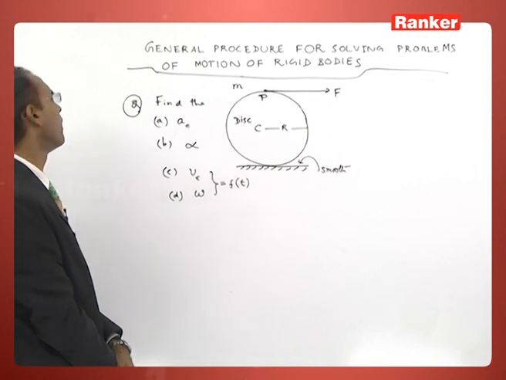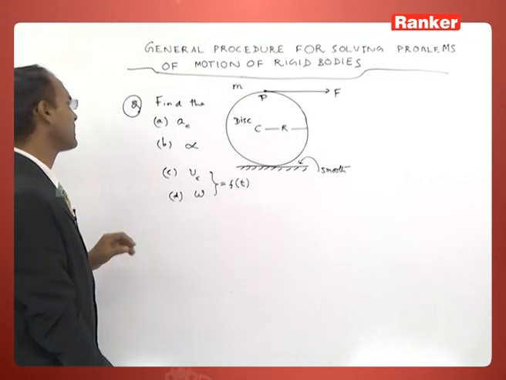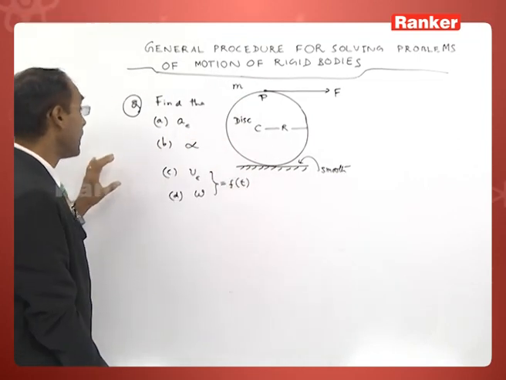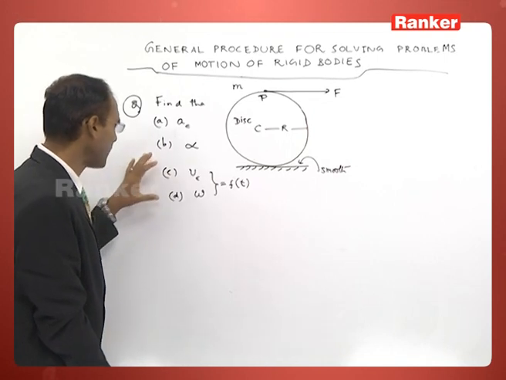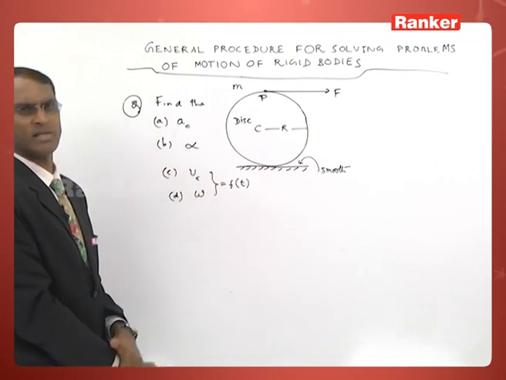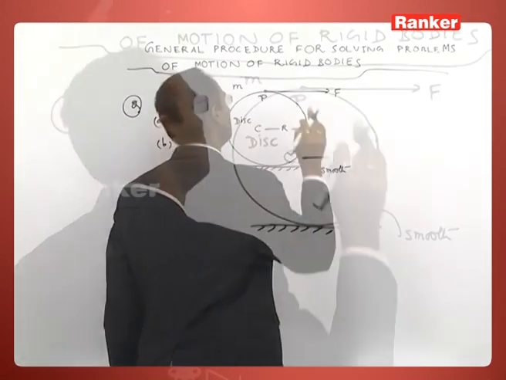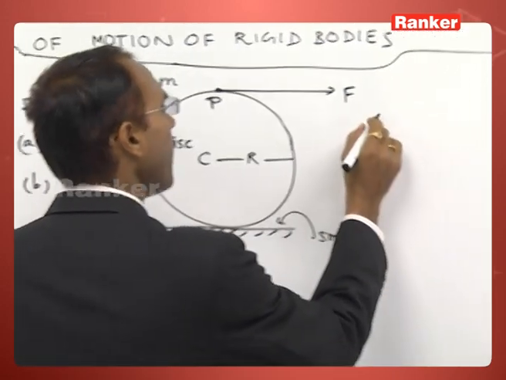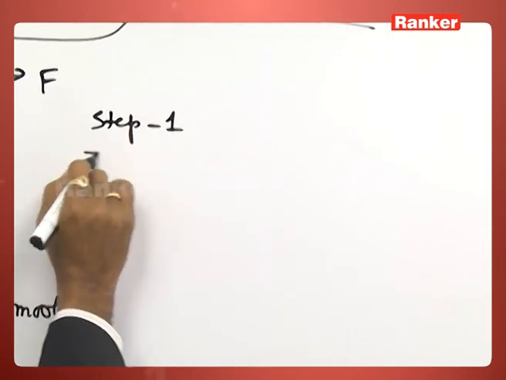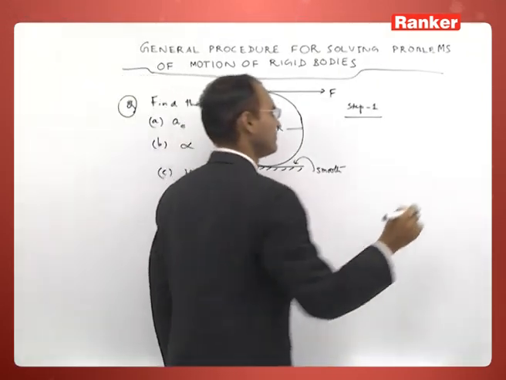For this, we need to write the dynamical equation for translation, the dynamical equation for rotation, and the kinematical equations for translation and the kinematical equation for rotation. Let us do step by step. Step 1 is to draw the free body diagram.